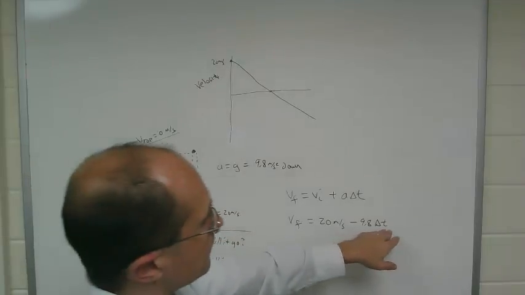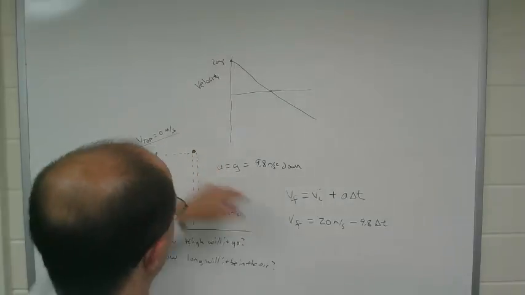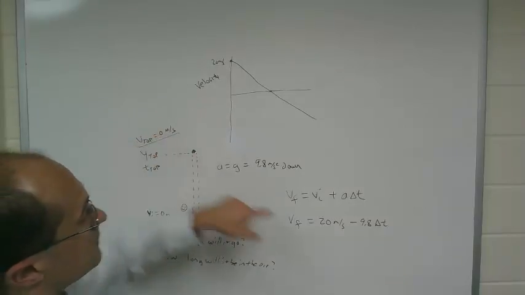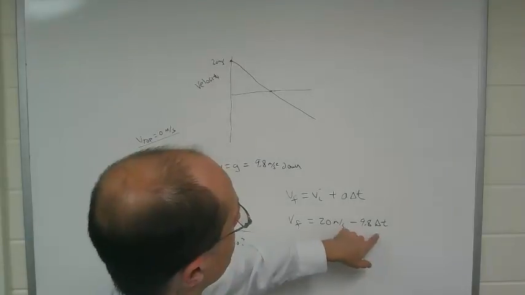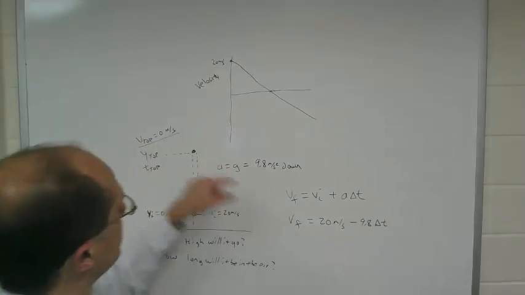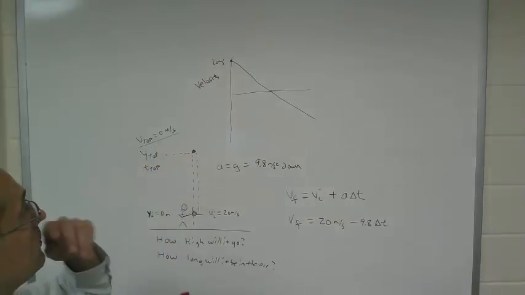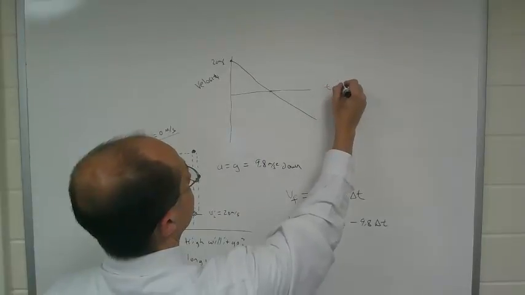There'll come a point where t times 9.8 will equal 20. And that's right here when it comes to a stop at the top. Then for times larger than that, this number is a larger negative number than 20, and the ball is starting to get a negative velocity, and it's coming back down to the ground. And this is exactly what our velocity versus time graph shows.